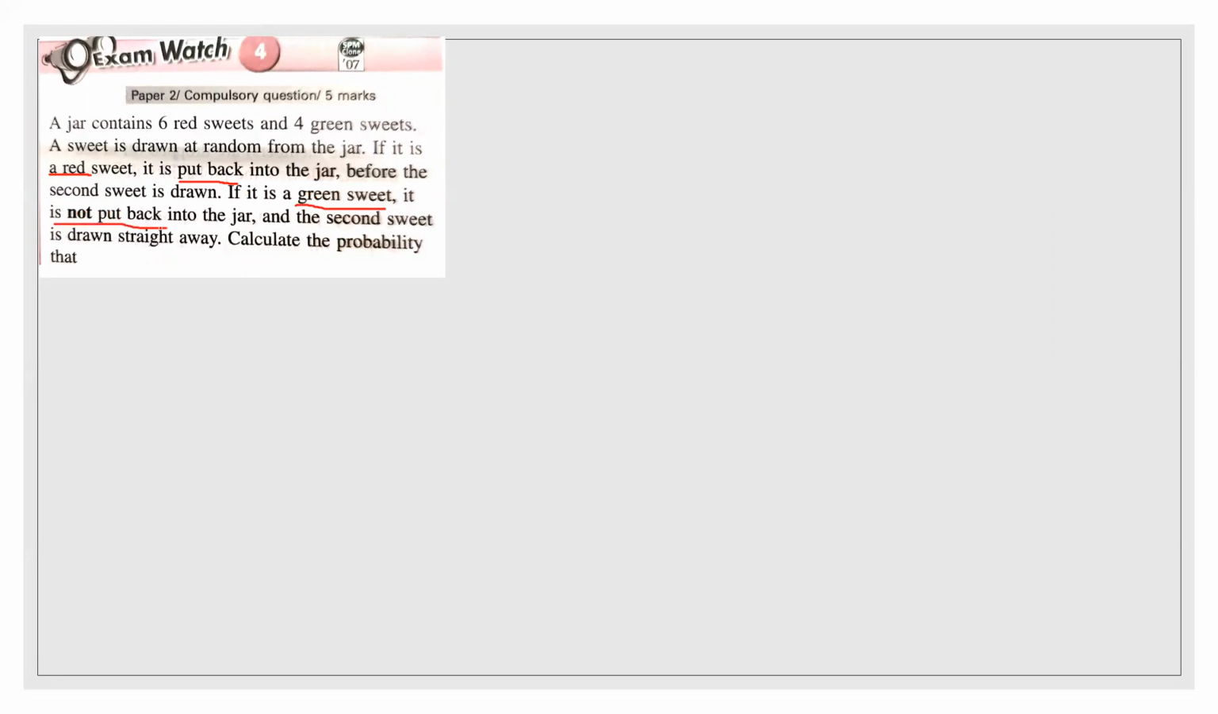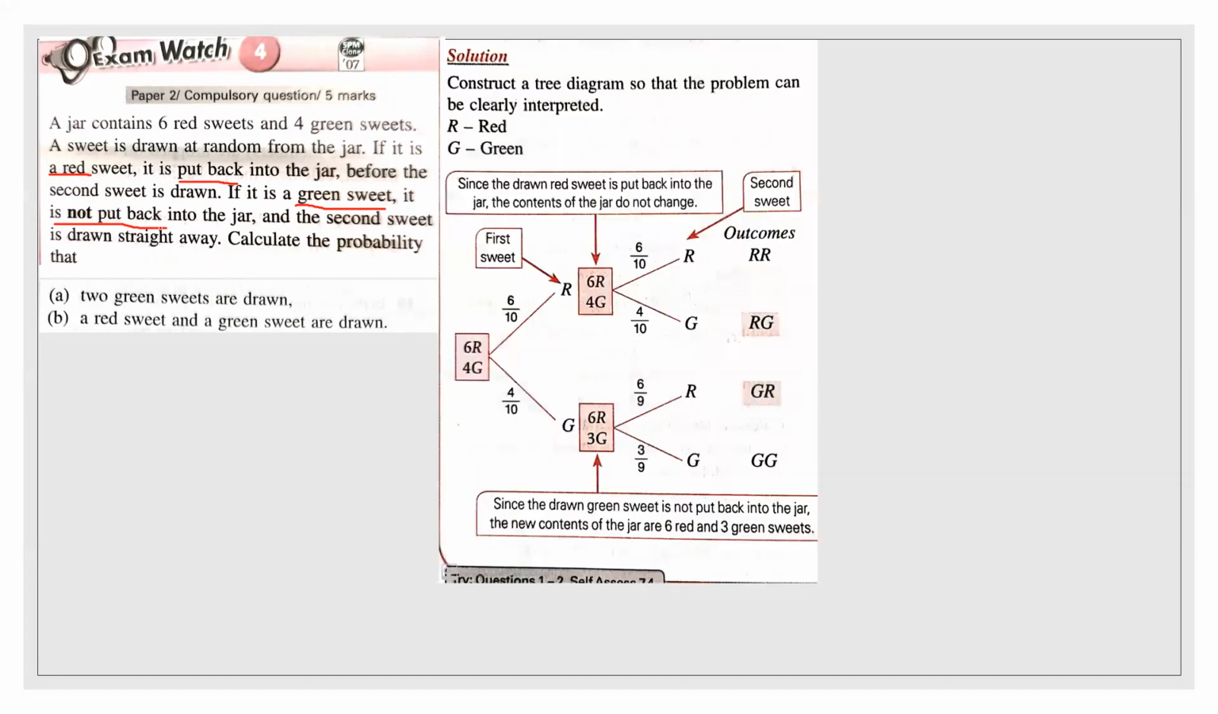So how do we calculate the probability? What should we calculate? Let's look. A, 2 green sweets are drawn. B, a red sweet and a green sweet are drawn. So first, we need to construct a tree diagram so that the problem can be clearly interpreted. We use R to represent red and G to represent green.